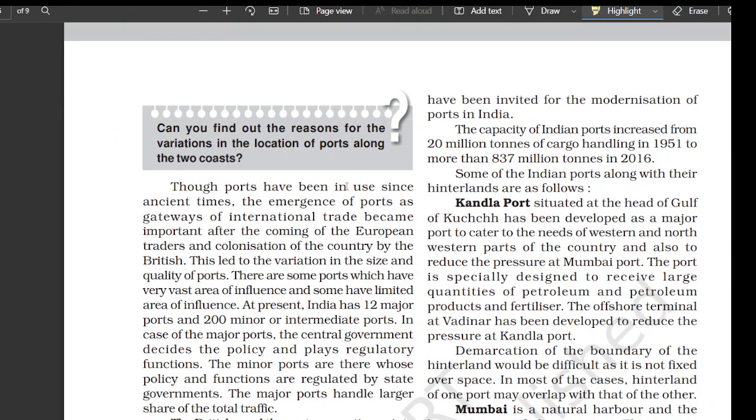Though ports have always been used since ancient times, the emergence of ports as gateways of international trade became important after the coming of European traders and colonization of the country by the British. This led to variation in size and quality of ports. There are some ports which have a very vast area of influence and some have a limited area of influence. At present, India has 12 major ports and 200 minor or intermediate ports.